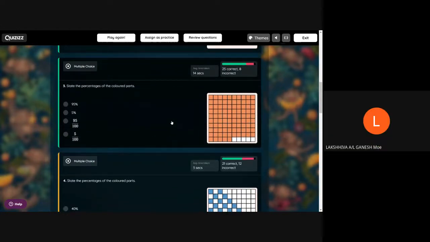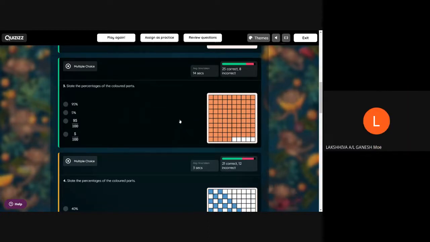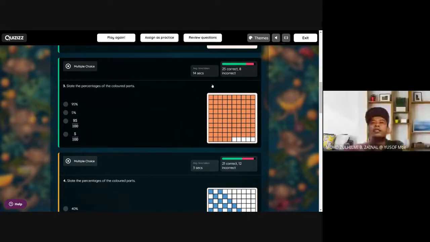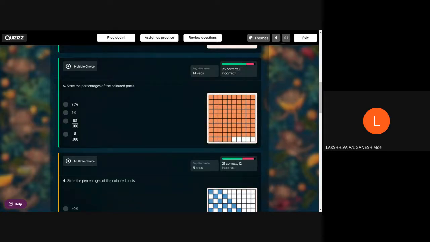Okay, question number 3. State the percentage of the colored part. This one is similar. There are also 8 people who answered incorrectly. Why? Because online is very difficult.